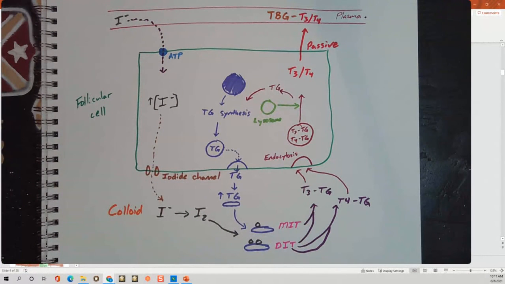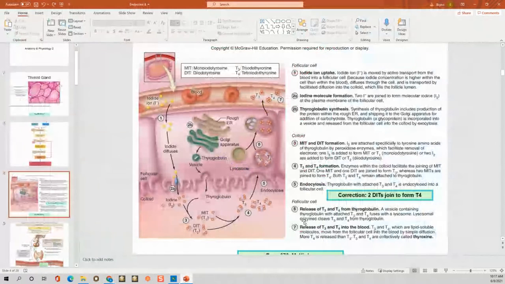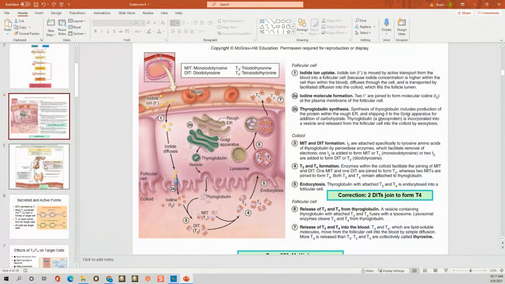Very good. All right. Does everybody feel somewhat comfortable with this flow chart? Let's go back to what the textbook has. Do it one more time, because redundancy is the key to learning. We consume iodine. It dissociates into iodide.